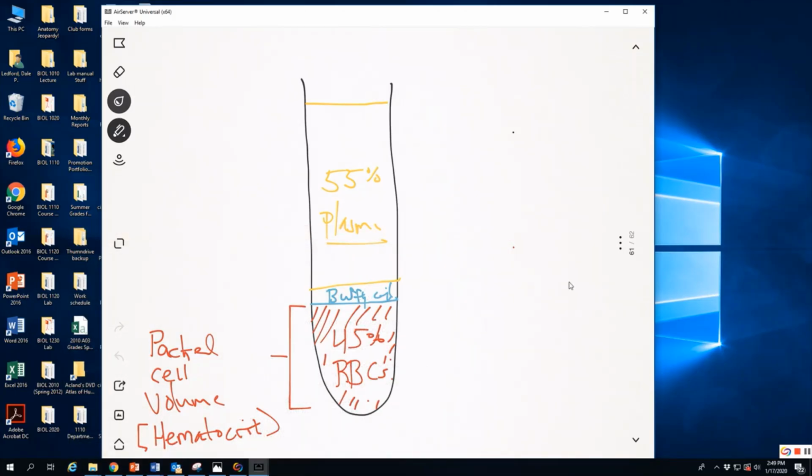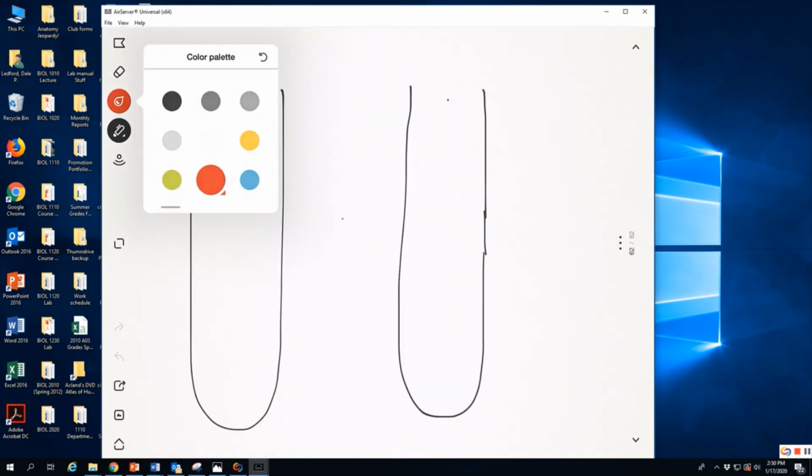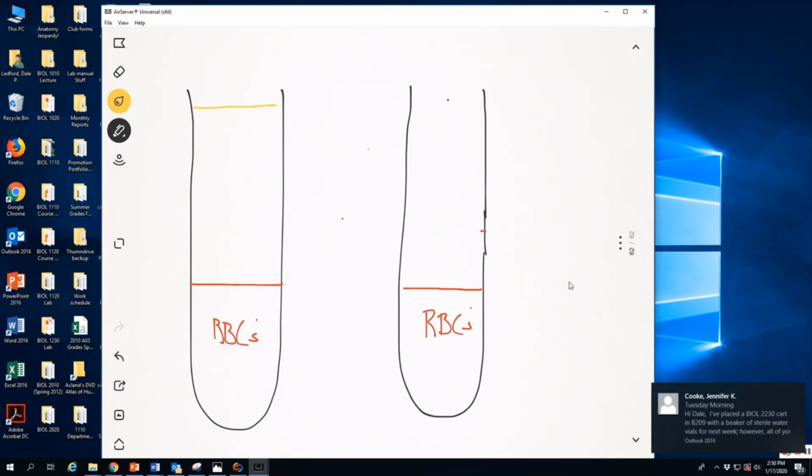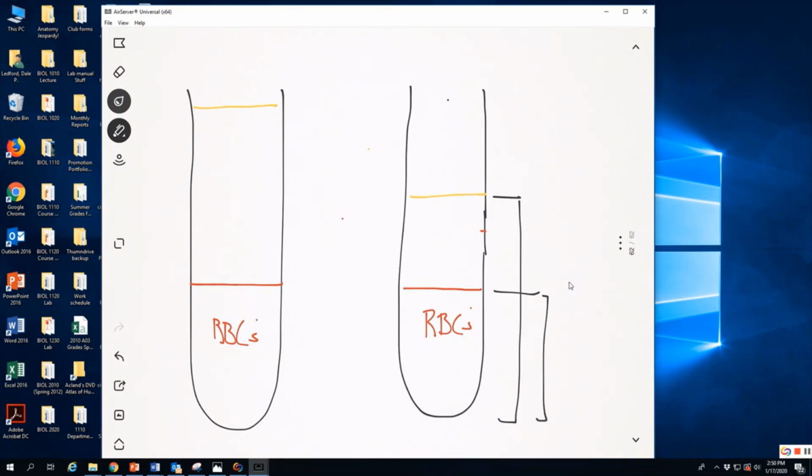Now, let's take this one here. Let's say I've got this individual here, and their RBCs are here, and this individual's RBCs are up here. Let's put these RBCs at the same place. Now this patient, I go in and get some here. If we look at this, this right here is overall more percentage than this is. This is less of a percentage. So this person has a lower hematocrit, and this person has a higher hematocrit.